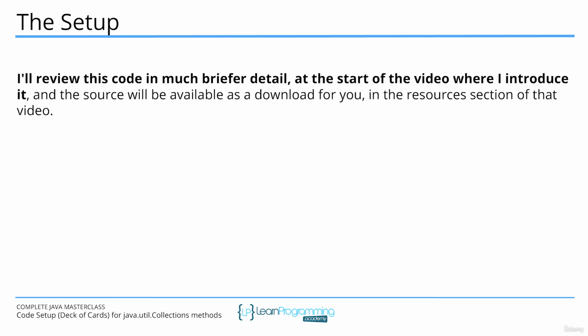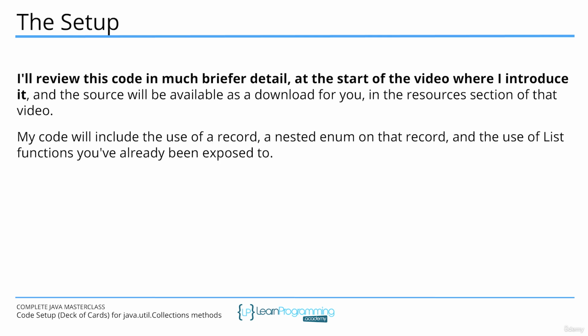I'll also try to mention any specifics in the code in this video that might be a bit new, and that will be covered shortly, or if it is a variant of something we've used previously. For example, in the code I'll be reviewing in this video, my code will include the use of a record, a nested enum on that record, and the use of list functions you've already been exposed to. I'll be using ASCII codes to display the suits of the cards.